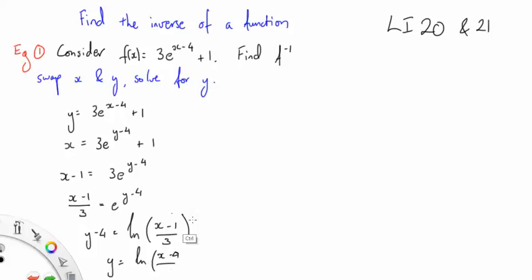Oh, that 4 looks a bit funny. Let me fix that up. Oh, that's not a 4. That's a 1. It's a 1 there. x minus 1 on 3 plus 4. Okay, that's our answer. Suppose you got to use your CAS for this.